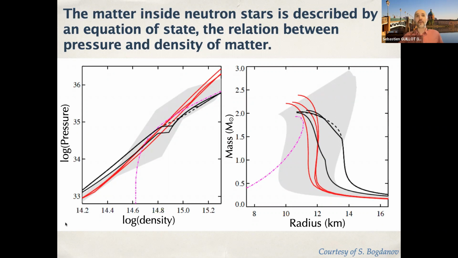And so to go from the left diagram to the right diagram, we just need to solve the equation of stellar structure in a relativistic regime. And by solving this, we find that there's a single one-to-one correspondence between the pressure-density relation, the equation of state, and the mass-radius relationship for neutron stars. So if we can measure the masses and radii of neutron stars, we can do the inverse step and determine which equation of state, which pressure-density relation, describes nuclear matter.